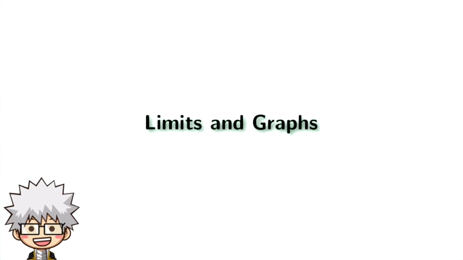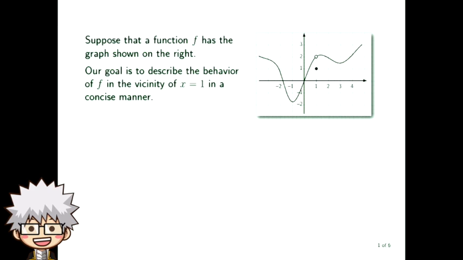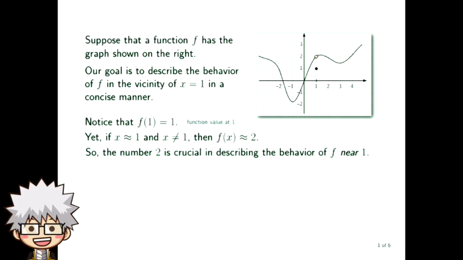Limits and graphs. Suppose that a function f has the graph shown on the right. Our goal is to describe the behavior of f in the vicinity of x equal to 1 in a concise manner. Let's first notice that the value f of 1 is equal to 1. Yet if x is close but not equal to 1, then f of x is close to 2. In fact, the closer x is to 1, the closer f of x is to 2. So the number 2 is crucial in describing the behavior of f near 1.